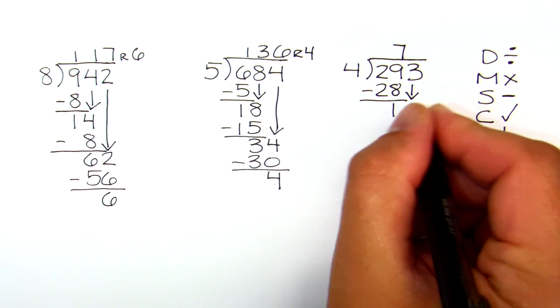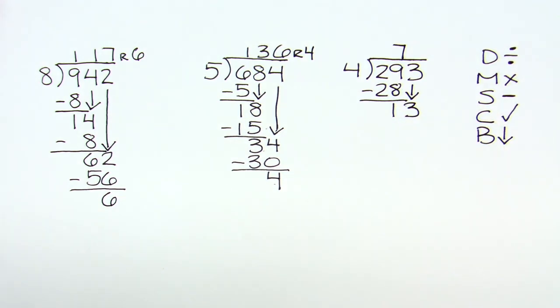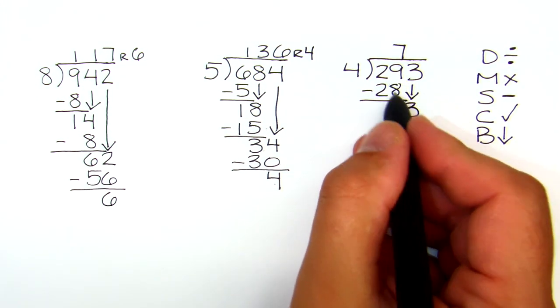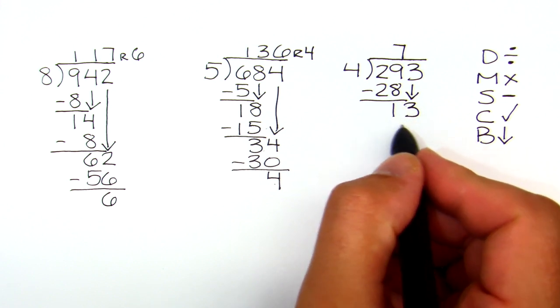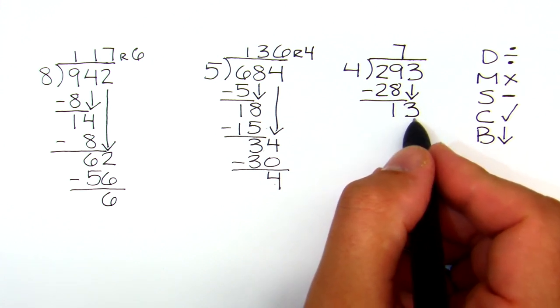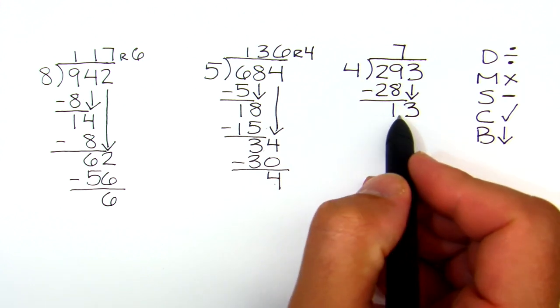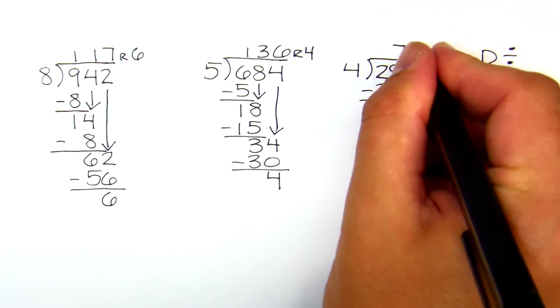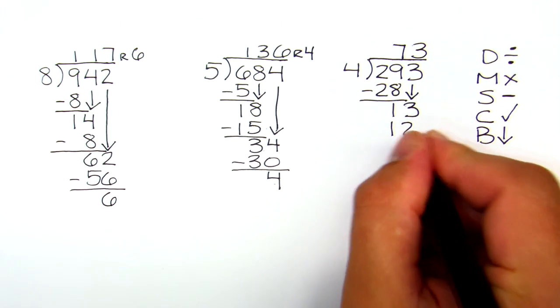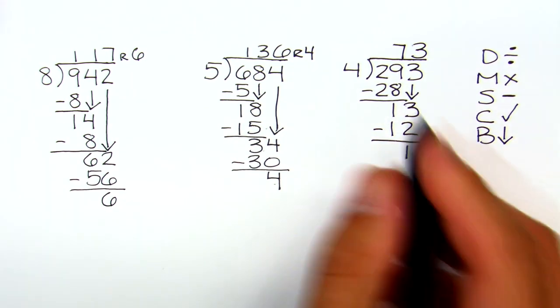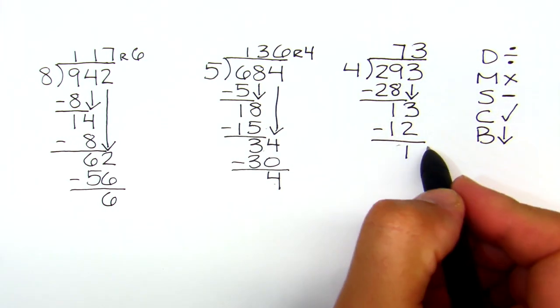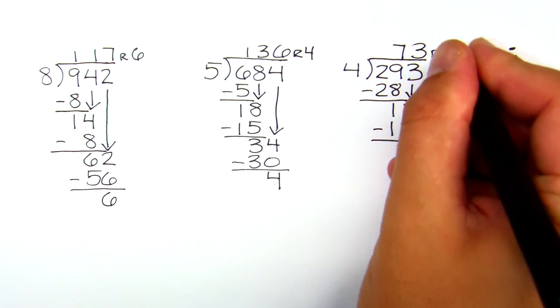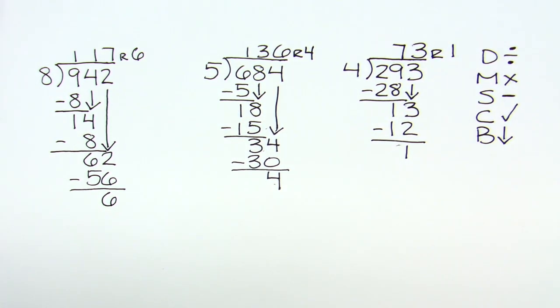We bring down this 3, okay? And now we have 13 ones because we converted this 10 into 10 ones, and now we have 3 ones, so 13 ones, right? 4 can go into 13. How many times? Well, 4 times 4 is 16. That's a little bit too big, so let's try 4 times 3. 4 times 3 is 12. We subtract and get 1. 1's less than 4, so we're good. Nothing left to bring down, so this one must be our remainder. 73, remainder 1.